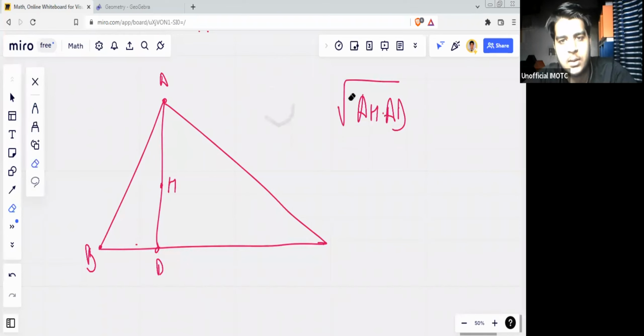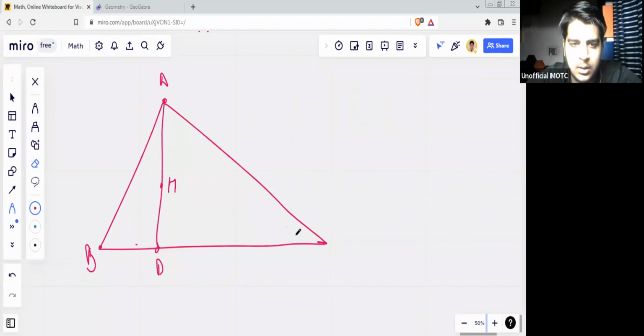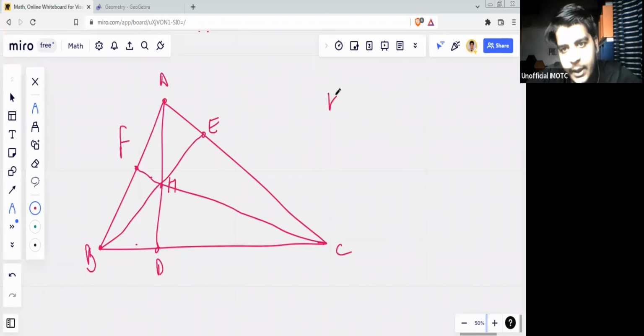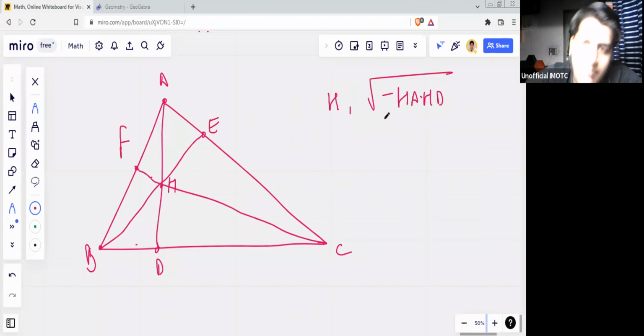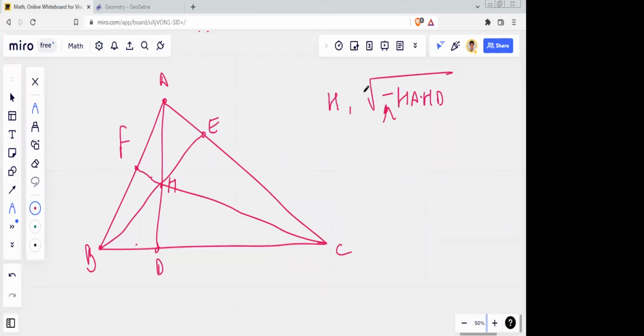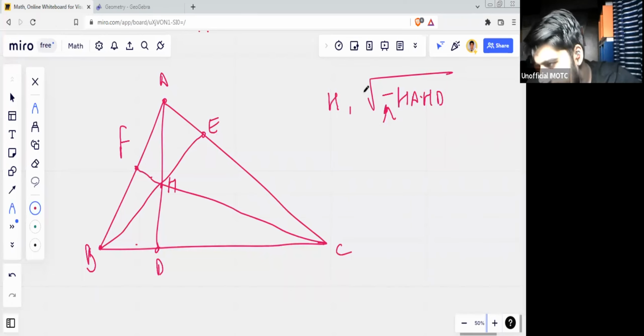Another is, we invert with center H, the orthocenter, only with radius minus root HA into HB. I don't care if it's imaginary or whatever, it's fine. So why is this a minus? What does this minus mean? Can anyone tell me? Due to that directed line. Okay, no, we don't take directed lengths. Any other reason why you can think of a minus possibly?